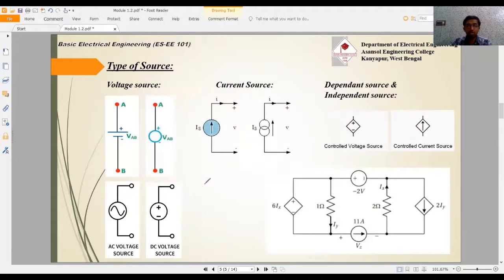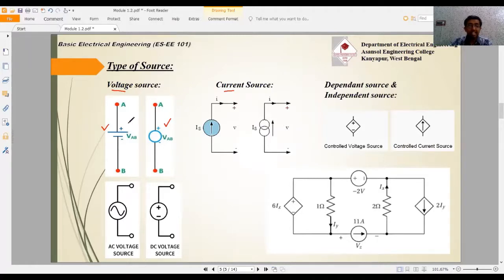So moving on to today's topic, types of source. There are two types of basic source. One is voltage, another one is current. So the voltage source we denote in a circuit like this: one point A, another point B, and in between the voltage is VAB. Here a battery or an external voltage source is connected. Either we can show it like this or like this. Okay.